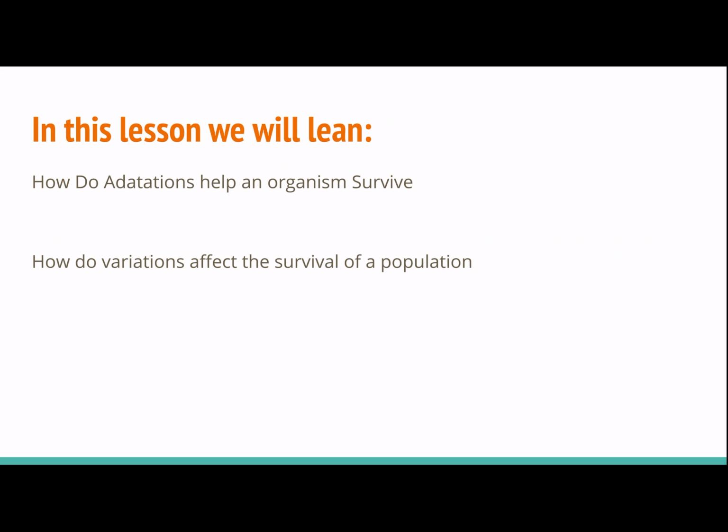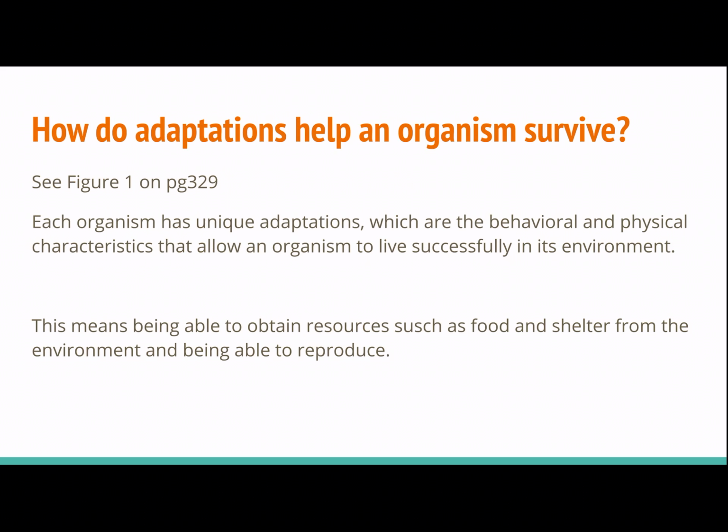And what you'll see there is a cactus with some organisms around it. Each organism has unique adaptations, which are the behavioral and physical characteristics that allow an organism to live successfully in its environment. This means being able to attain resources such as food and shelter from the environment, and being able to reproduce.